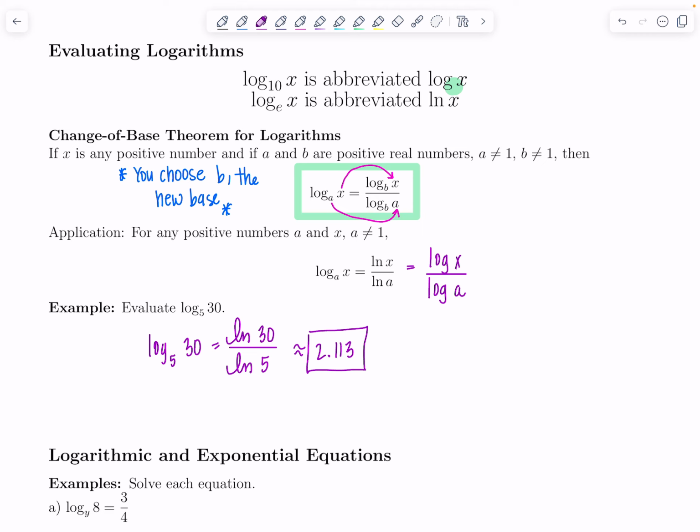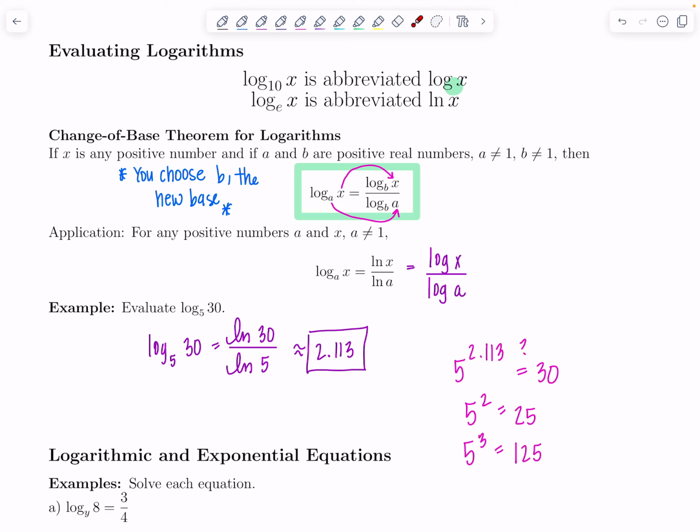Okay, and let's just do a good gut check, a common sense check. Remember what I told you? Logarithm, when you read it, you say, what exponent do I put on 5 to end up with 30? So does it make sense that 5 raised to the 2.113 equals 30? Well, I know 5 squared is 25 and 5 cubed is 125. So it should be closer to 2 than it is to 3, just a wee bit over 2. Yeah, that makes sense. That's a good common sense gut check right there, okay?